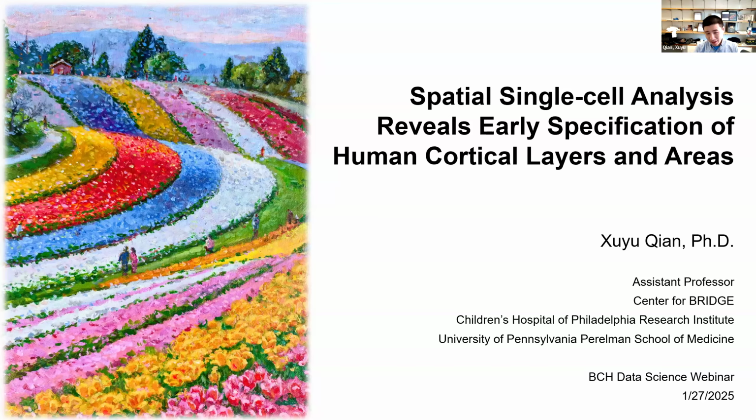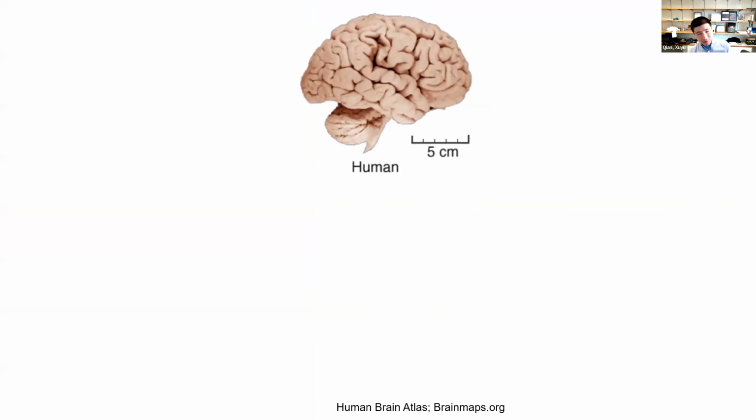So again, I'm a new faculty here at Penn and CHOP, and we have this new center for BRIDGE, which stands for Brain Research Initiative for Development, Genetics, and Engineering, which really summarizes what I will be doing in my own lab. But today we are going to focus on single cell spatial omics analysis on the human cerebral cortex development.